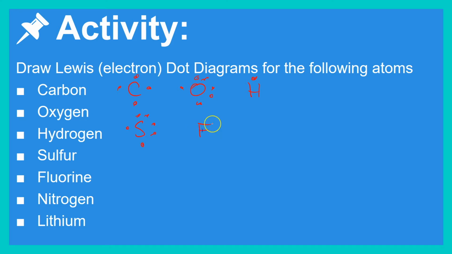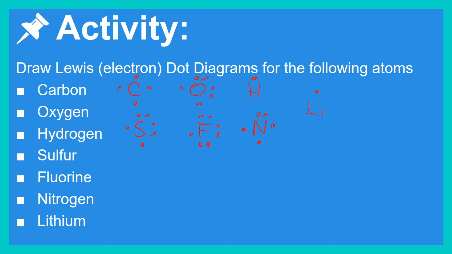Fluorine, F for fluorine, and fluorine happens to have 7. So 1, 2, 3, 4, 5, 6, 7. Almost through our list here, we've got nitrogen. N for nitrogen. Nitrogen has 5. 1, 2, 3, 4, 5. And finally, lucky last, lithium. Lithium, very similar to hydrogen. Lithium only has 1 valence electron, so it just gets 1 dot.